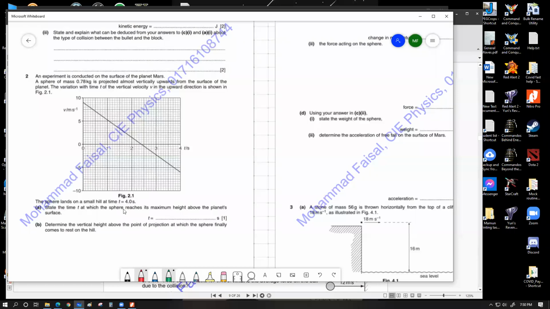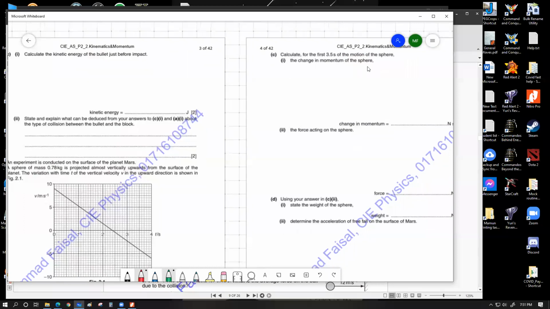State the time t at which the sphere reaches its maximum height above the planet's surface. Determine the final vertical height above the point of projection at which the sphere finally comes to rest on the hill. Finally comes to rest, which means not the highest point.